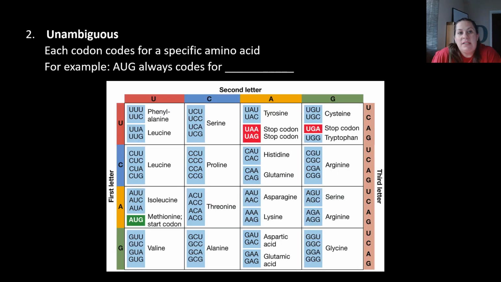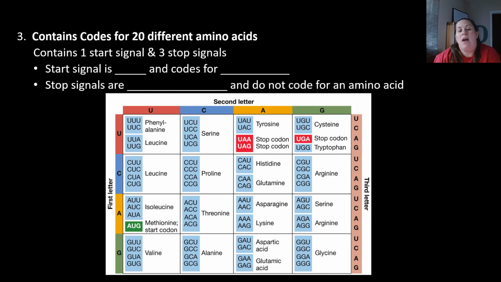The second thing that we see with the genetic code is it's what we consider unambiguous, meaning that each codon codes for a specific amino acid. So example here, AUG always codes for methionine. That's all it does. It cannot code for anything else. So CCU only codes for proline. Okay, whereas also when we look, CAU is going to be histidine. So it just depends on which one it codes for, but it always is going to code for that specific amino acid.